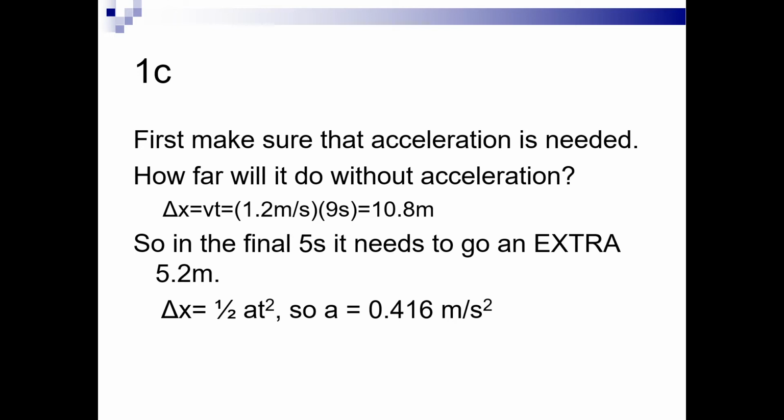You could also do this a number of different ways. You could figure out how far it went during the first 4 seconds, and then use the full kinematics equation. The delta x is v0t plus 1/2 at squared, and you would solve and get the same thing. You could also just graph it, and I'll talk about that in just a second to show where that 4.16 meters per second squared would come from.